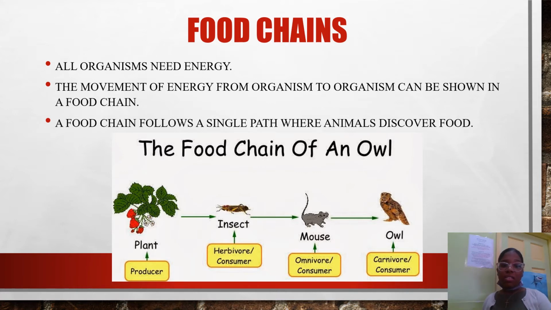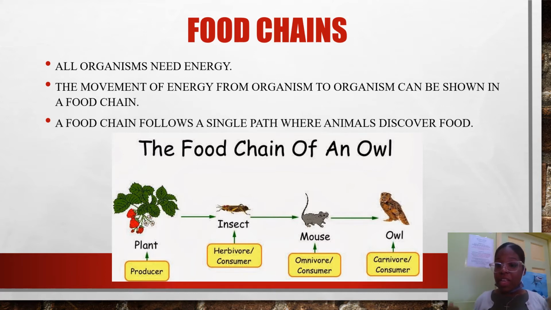So if the insect doesn't get energy from the flowers, then it will die and the mouse wouldn't be able to eat the insect. And if the mouse doesn't eat the insect, it will become weak. And if the owl doesn't eat the mouse, it will become weak. And all organisms need their energy.